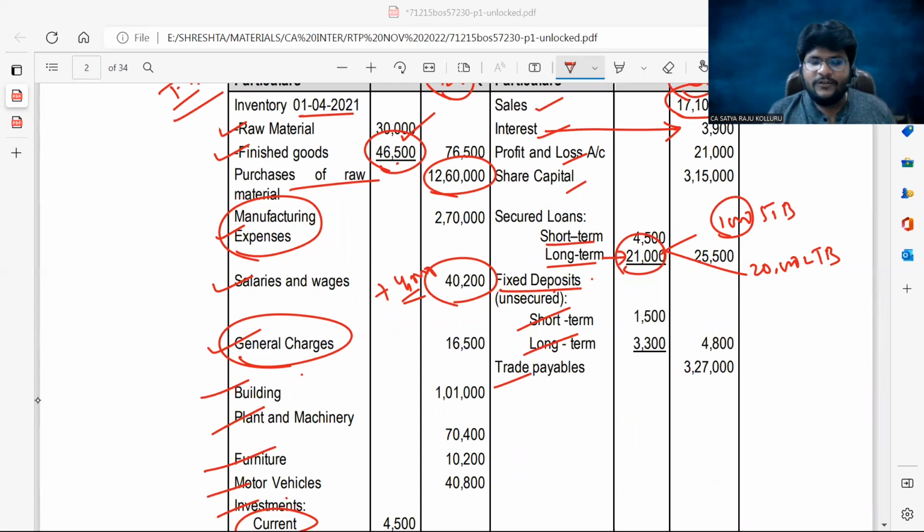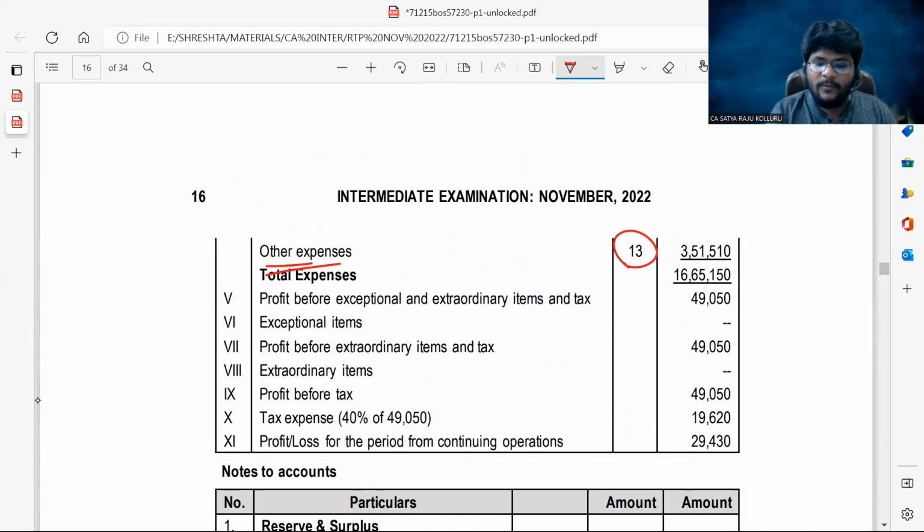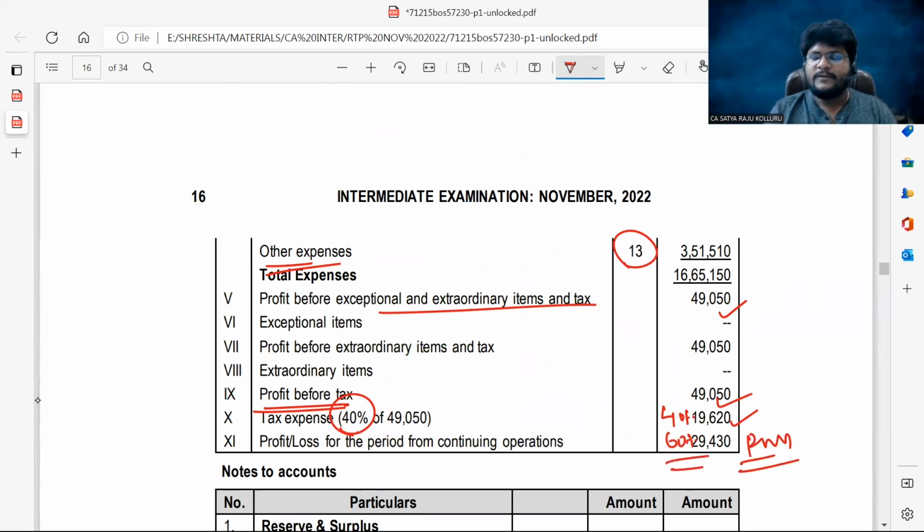Then come to the balance sheet. First find the profit or loss. Profit before exceptional, extraordinary items and tax. There are no extraordinary items, there are no exceptional items. Then you can directly come to the profit before tax. It was clearly given that 40% as provision for tax. That's why the tax expenses you can reduce for 40%. Remaining 60% will be carried forward to the reserves and surplus.